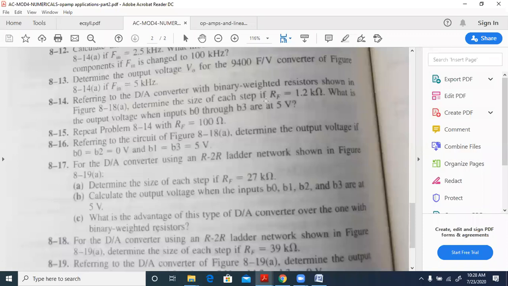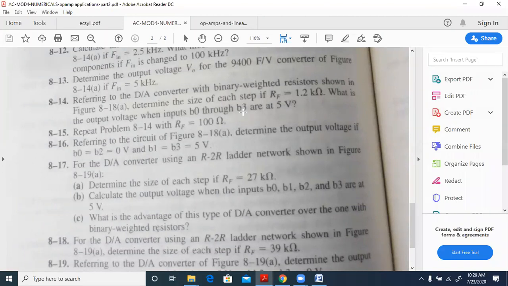So next, what do we have here? What is the output voltage when the input B0 through B3 are 5 volts? So B3, B2, B1, B0 will be all 1, 1, 1, 1. So you should write B3, B2, B1, B0 equal to 1, 1, 1, 1 to base 2. Okay, 4 ones to base 2 is equal to 15 to base 10.